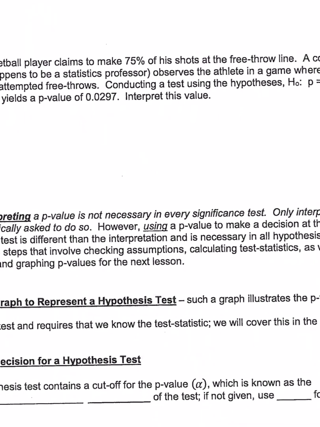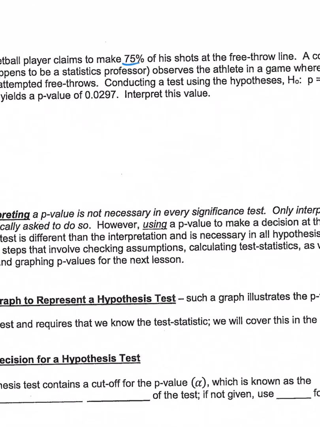A basketball player claims to make 75% of his shots at the free throw line. A college scout who also happens to be a stats professor observes the athlete in a game where he makes 14 out of 24. Conducting a test using the hypothesis, so they've given us H naught: p is 75% and an HA, which is less than 75%, yields a p-value of 0.0297.